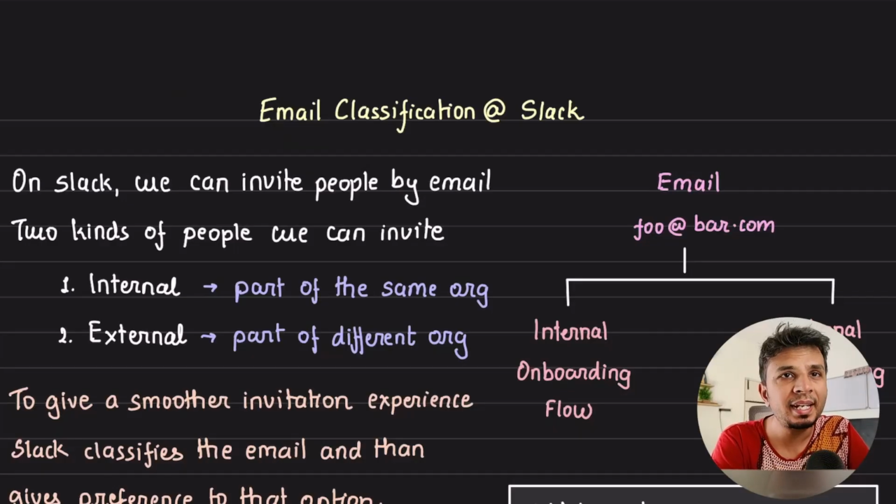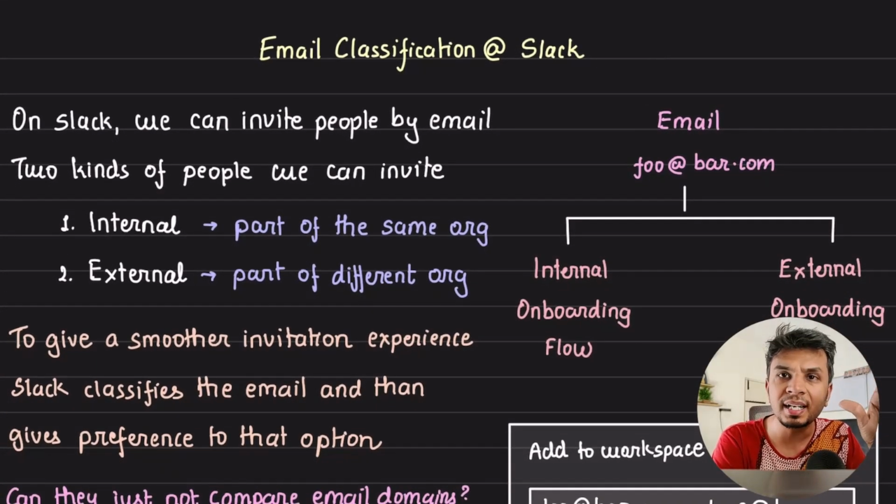So on Slack, we can invite people by email. There are two kinds of people whom we can invite. First is internal, second is external. The difference is that internal people, when you invite them, are directly added to the workspace, while external people are just added to a few channels.